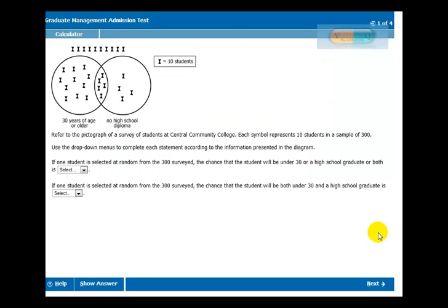So then we come back over here to this screen, and you see, oh, is that one of the answer choices? Yes, 5 out of 6. So you choose that, and you move on to the next question.